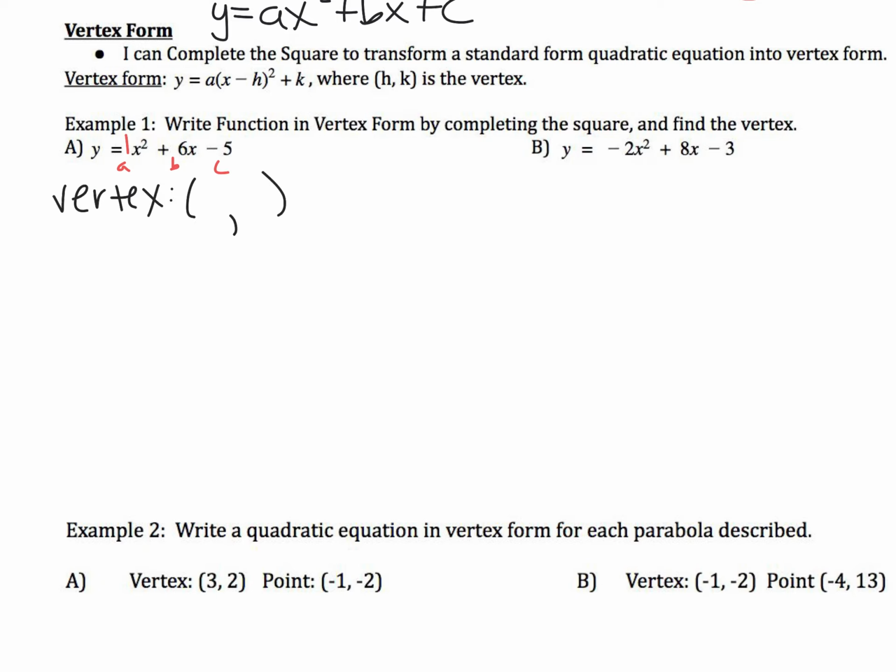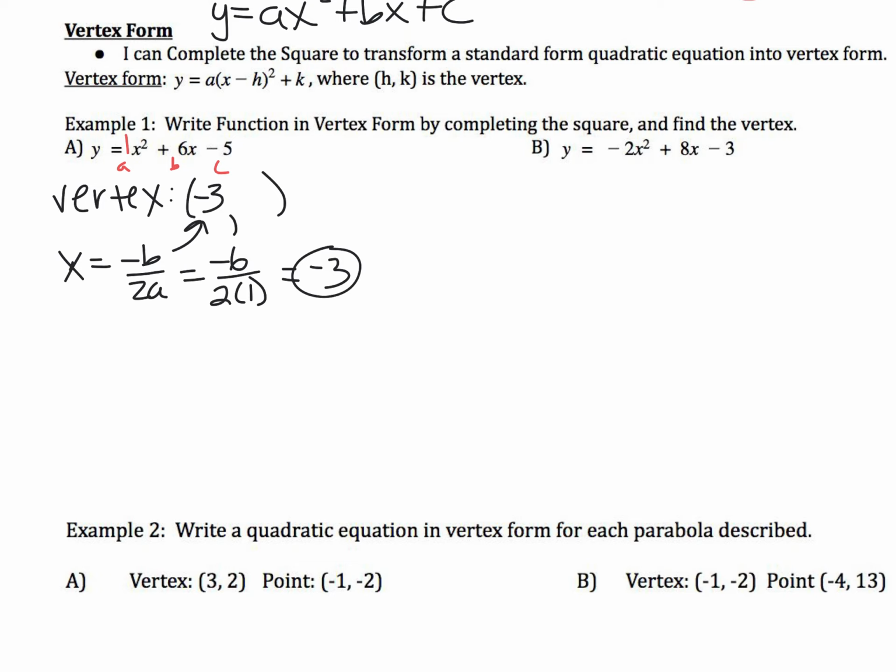So first step with finding the vertex, remember it falls on the axis of symmetry. So to find the x value of our vertex, or that h value, we're going to take the opposite of b divided by 2a. So that would give us the negative 6 divided by 2 times 1. We get 2 on the bottom. Negative 6 divided by 2 is negative 3. So our x value, or h value in the vertex, is negative 3.